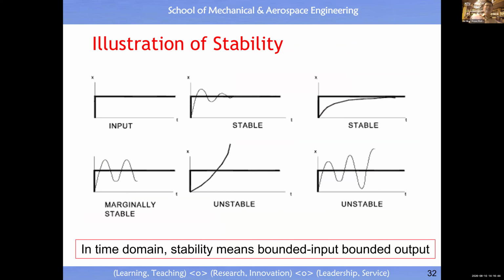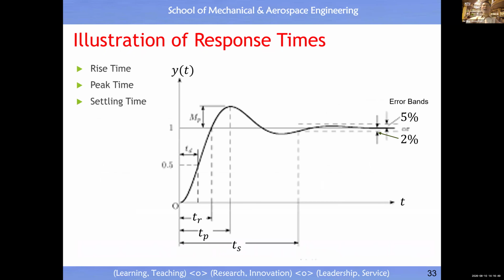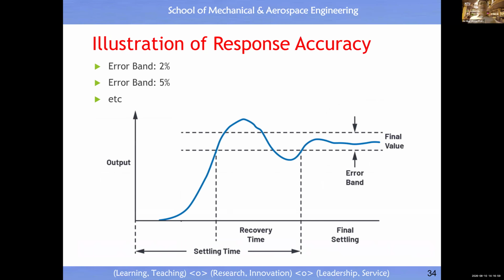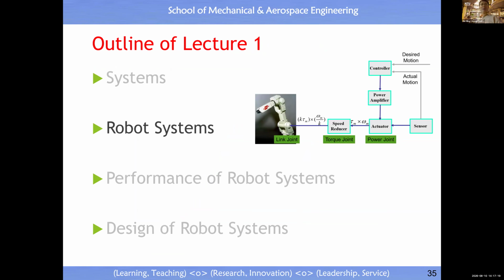Okay. So then this is a revision of what we mean by stable system, unstable system, rise time, peak time, settling time. All these are the components for us to judge response time. Very, very simple. And accuracy, we define error band 1%, 2%, 3%, 5%, whatever, right? And today we are able to achieve a zero error, right? That means error band is 0%, right? No error at all is achievable. Okay, that is about the system.